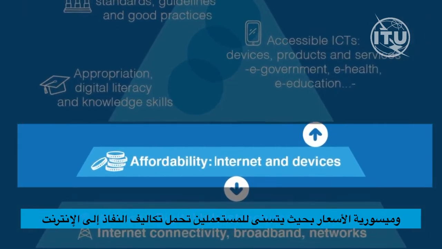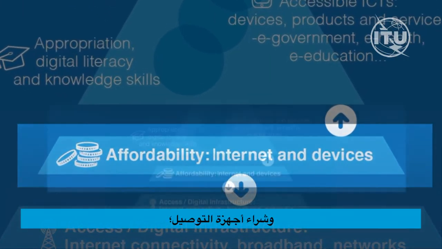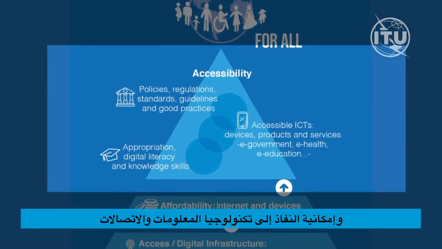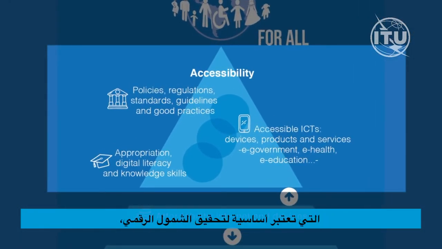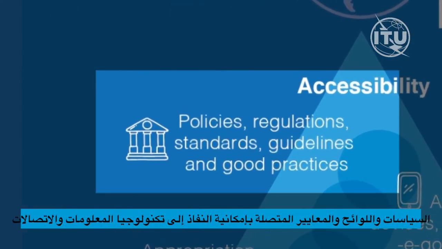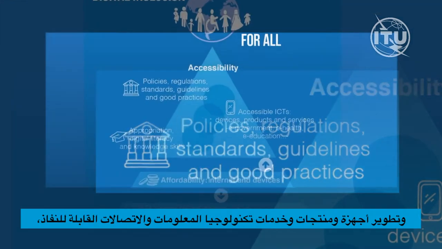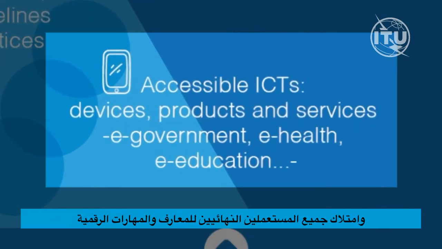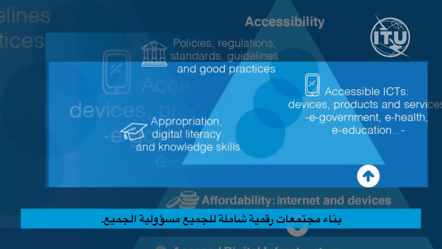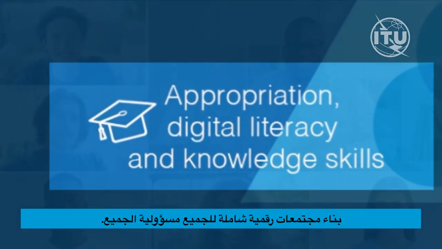Affordability, so that users can afford internet access and buy devices to connect. Accessibility of ICTs, which is key to fulfilling digital inclusiveness for all people, and encompasses implementation of ICT accessibility policies, regulations, and standards. Development of accessible ICTs, including devices, products, and services. Appropriation and digital knowledge skills by all end users.